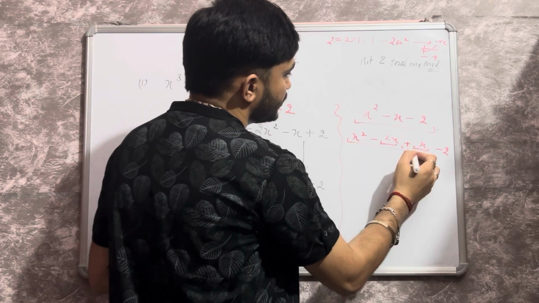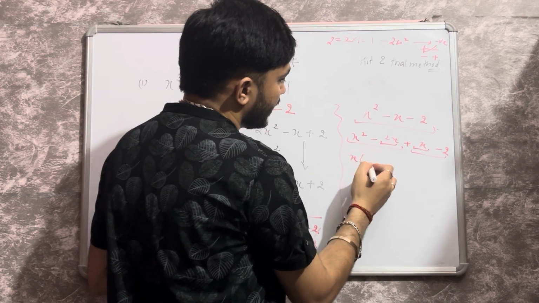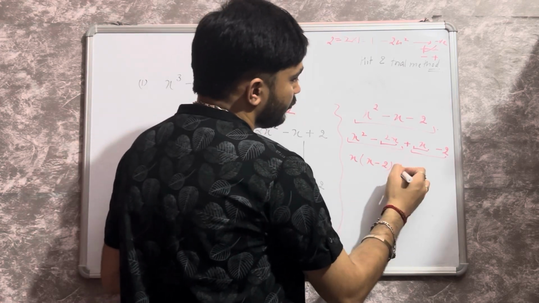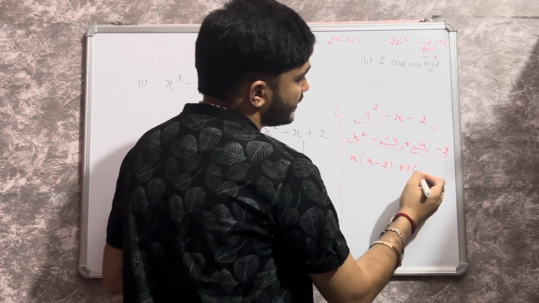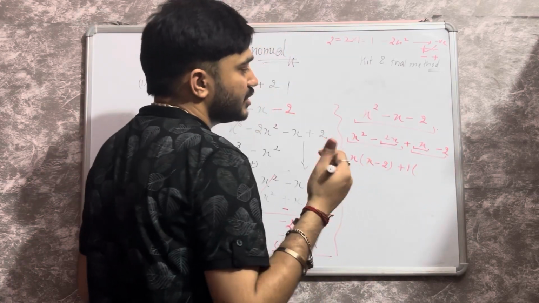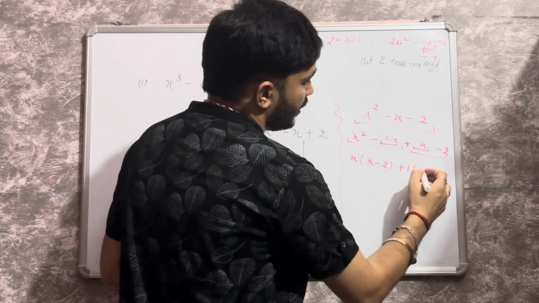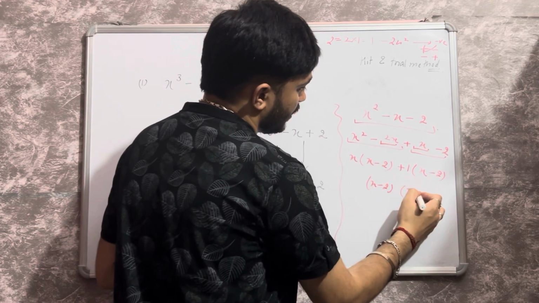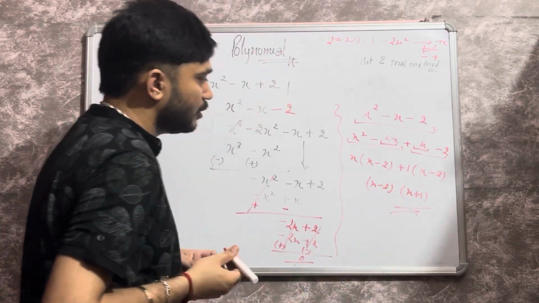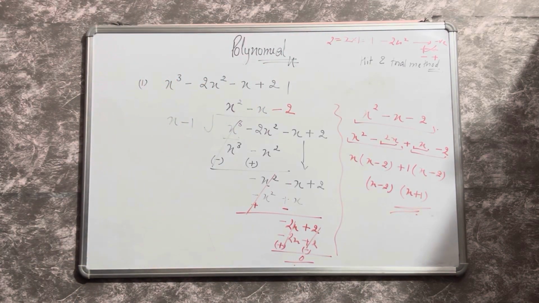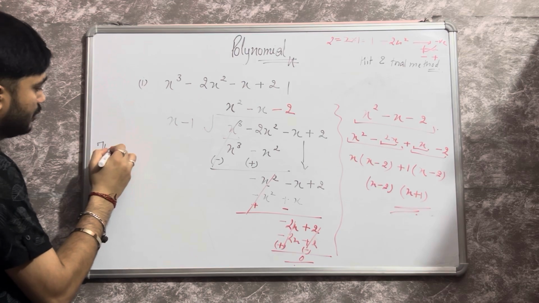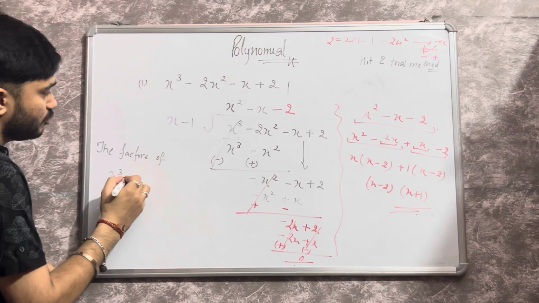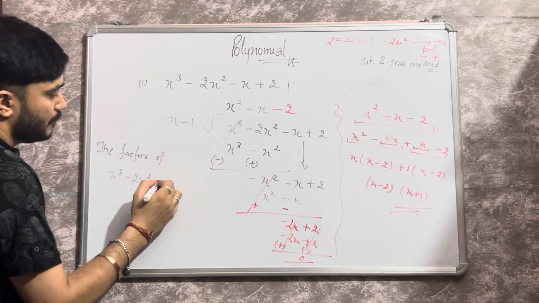Now pair first term and second term, you will get x common from the first two terms and being left with x minus 2. And from the last two terms, you will get 1 as common because nothing is common here. If nothing is common, you can take 1 as common and being left with x minus 2. X minus 2 and x plus 1. Any doubt?